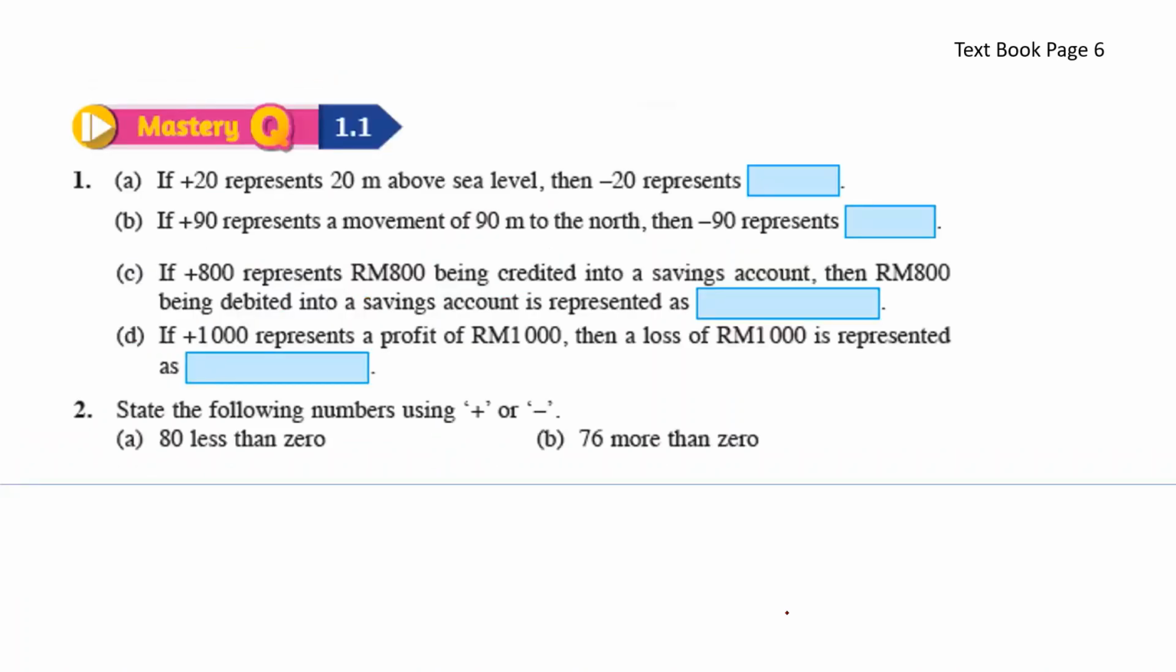To wrap up 1.1 integers, let's do mastery Q 1.1. If positive 20 represents 20 meters above sea level, then -20 represents 20 meters below sea level. If positive 90 represents a movement of 90 meters to the north, then -90 should represent 90 meters to the south.